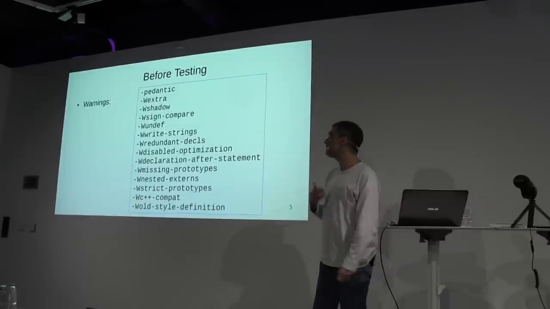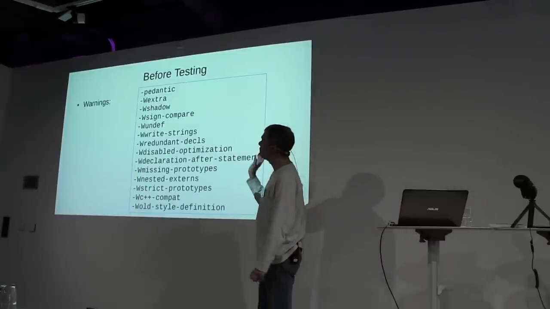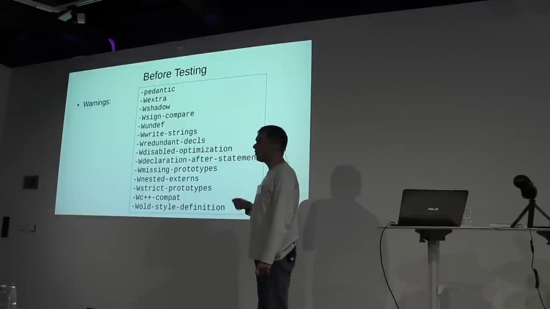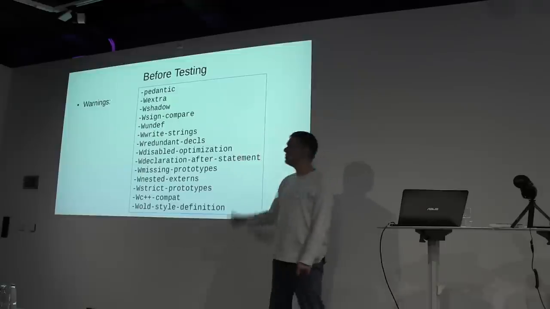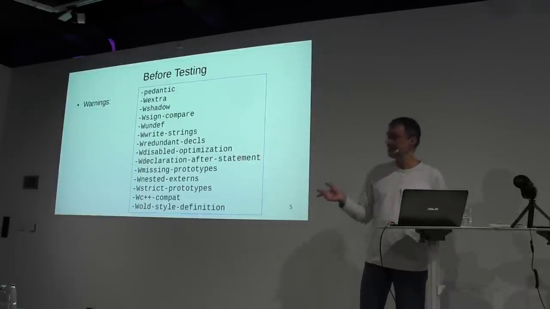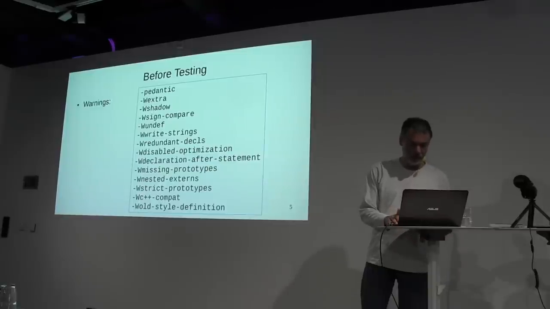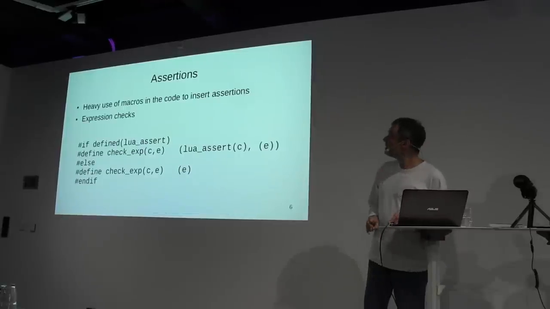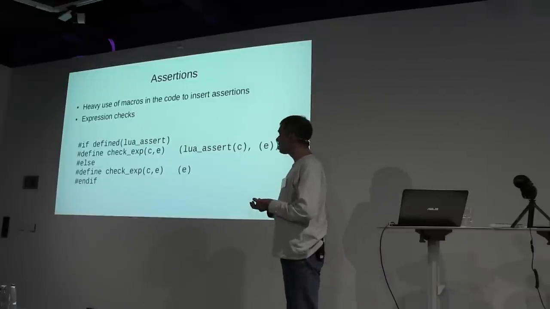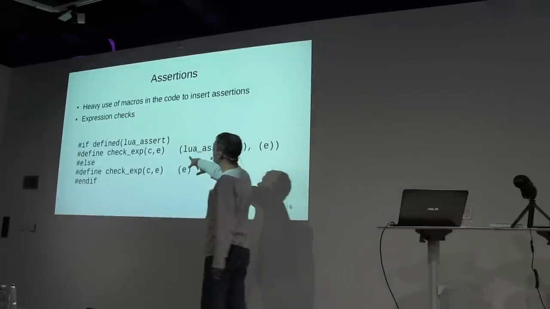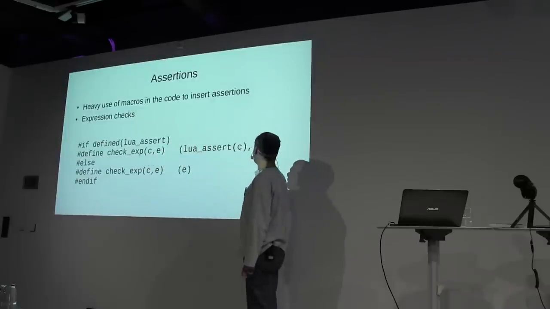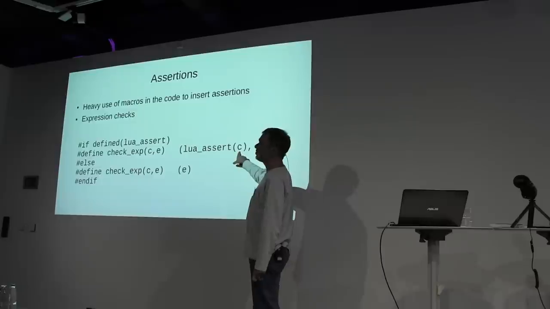So usually in the standard distribution, you just use the -Wall warnings, but internally we usually use all warnings we can get, except casts, that I can talk about later, why we don't use casts. With a lot of assertions in our code, again, for instance, we have this kind of assertion check expression. And every time we run an expression, we check an assertion.